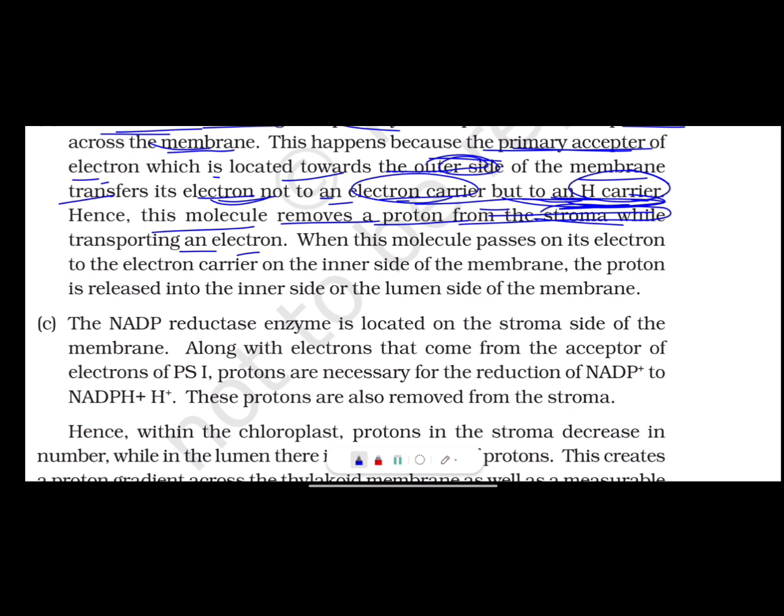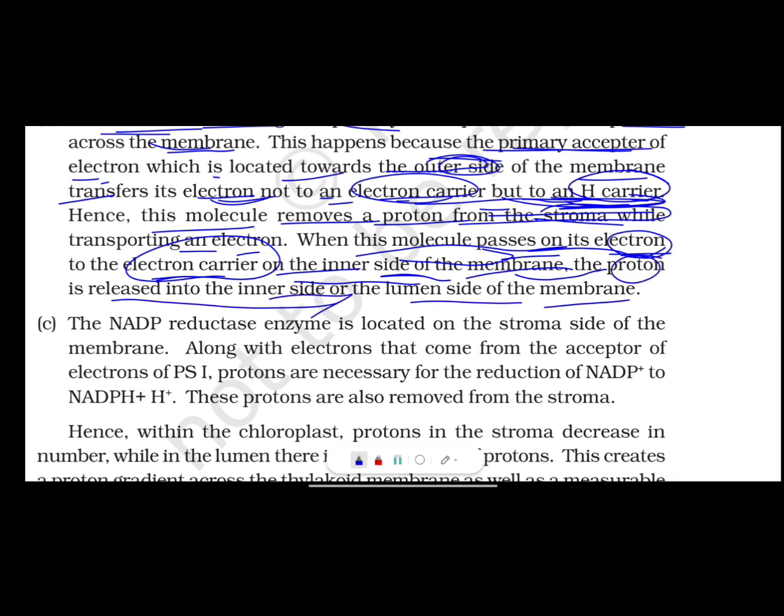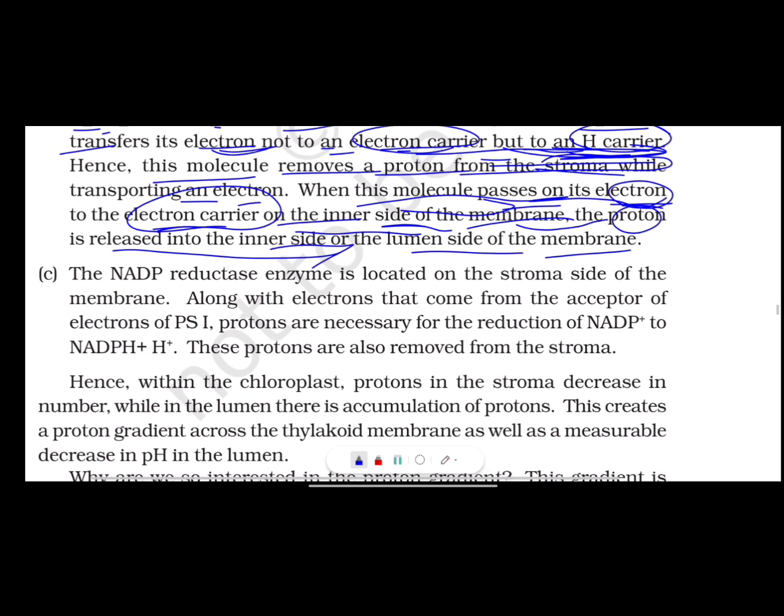When these molecules pass the electrons to an electron carrier on the inner side of the membrane, the proton is released into the inner side, the lumen of the membrane.